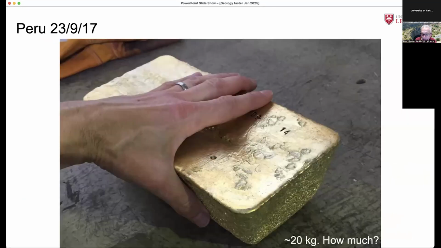Okay, let's go to Peru quickly. That's a 20 kilo bar of gold, and that is my hand. Don't know if you can see, that's my ring. I've even got a scar on my thumb there. I was out in a gold mine in Peru. So any suggestions how much that is worth?